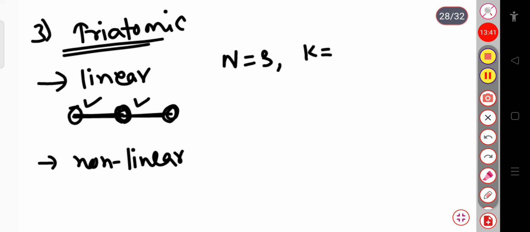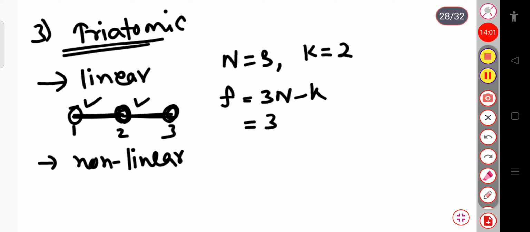Here you can see that the distance of particle 1 with respect to 2 is fixed and 2 with respect to 3 is fixed. So there are 2 constraints. Now the degrees of freedom F equal to 3n minus k. So this will be equal to 3 into 3, that is 9. Directly I am writing 9 minus 2, that will be equal to 7. This is for the linear case.